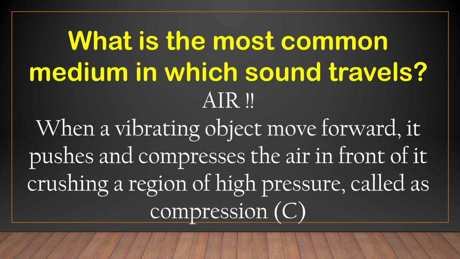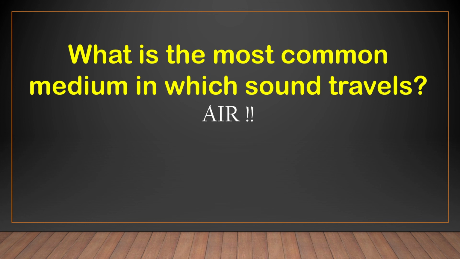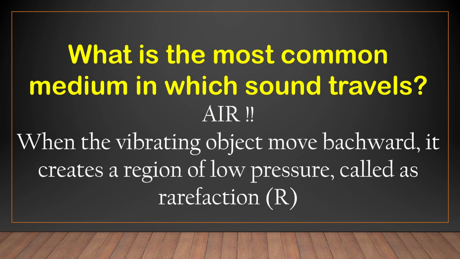When a vibrating object moves forward, it pushes and compresses the air in front of it and creates a region of high pressure called compression. Similarly, when a vibrating object moves backward, it creates a region of low pressure called rarefaction.